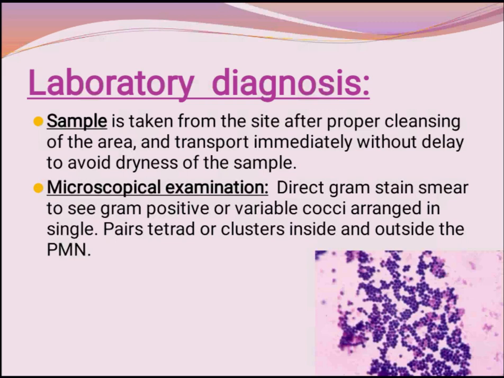Now, we have Staphylococcus aureus, which causes different types of infections. Could be superficial infection, folliculitis, furuncle, carbuncle, boil, or other suppurative infections of the skin. The deeper infections caused by Staphylococcus aureus are osteomyelitis, endocarditis, and other infections. The toxin-mediated infections caused by Staphylococcus aureus are staphylococcal food poisoning, toxic shock syndrome, and the scalded skin syndrome.